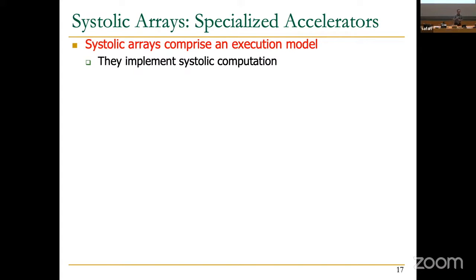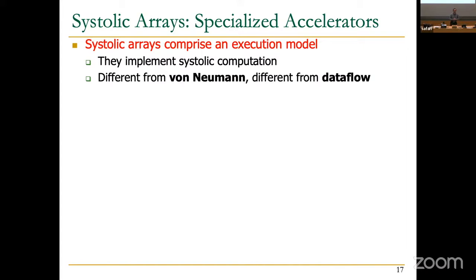You basically feed the data into a set of functional units, data flows through those functional units, and you get the output. You can think of it that way. And this is different from von Neumann, and different from data flow, although it has characteristics that are somewhat similar to data flow, but not exactly like the data flow that we have seen.